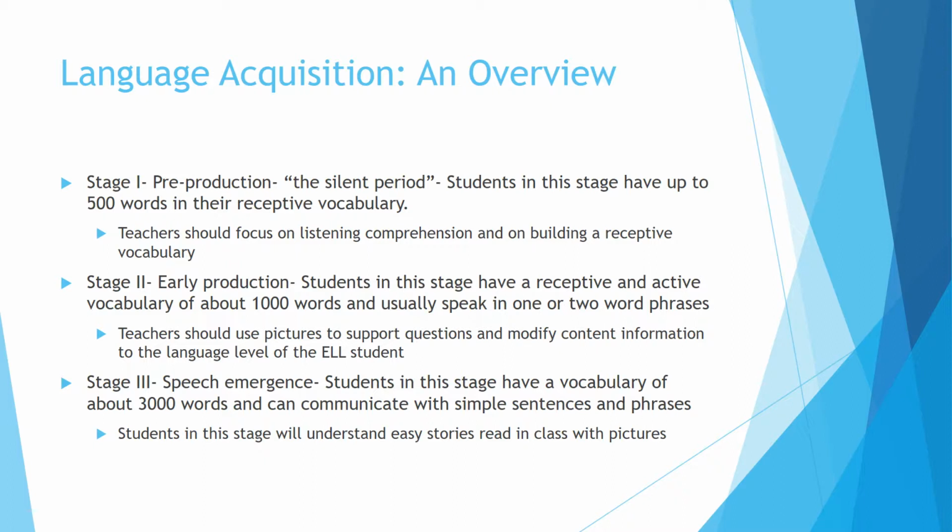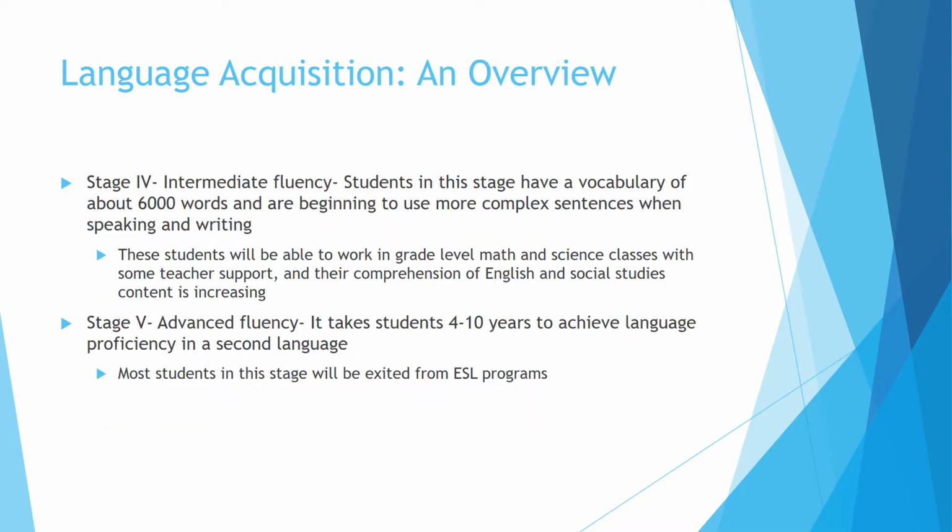And stage 2 is early production. They have a receptive and active vocabulary of about 1,000 words, so they're usually speaking now in 1 or 2 word phrases. Yes, no, please. Teachers should use pictures to support questions, and then modify the content information to the language level of the ELL student. Stage 3 is speech emergence. These students have a vocabulary of about 3,000 words, and they communicate with simple sentences and phrases. They're going to understand easy stories read in class with pictures.